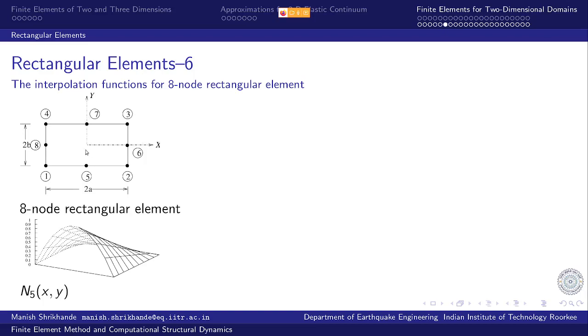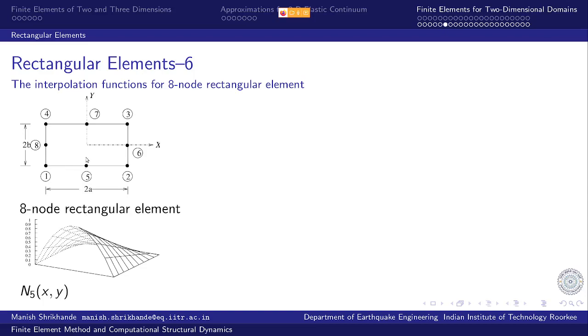We have an XY coordinate system with origin at the centroid, and there are 8 nodes numbered in counterclockwise order: 1, 2, 3, 4, the 4 vertices, and then the mid-side nodes 5, 6, 7, 8. Let's say the length is 2a and the width is 2b. So this is the interpolation function for node 5.